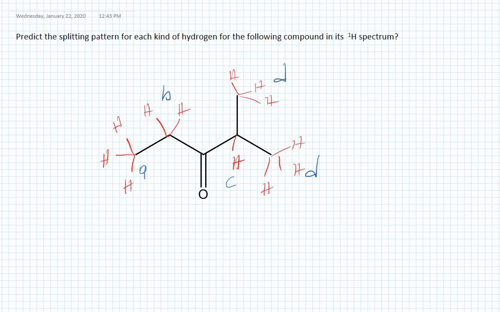Okay, let's look at A, and we have to find how many neighboring protons it has. Then we have to use the n+1 rule, because if this has n neighboring equivalent hydrogens, the splitting will be n+1. So let's write here A. Since A has two neighboring equivalent hydrogens, the splitting pattern of A is going to be 2 + 1, so it's going to be a triplet.